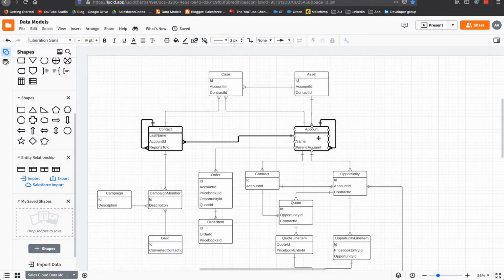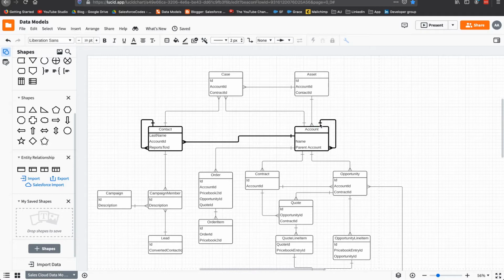As some of you already know, account is used to represent business entities in Salesforce and a contact is used to represent individuals or persons in Salesforce. There is a lookup in contact called account ID that will be pointing to the account object. So it's a one-to-many relation from account to contact.